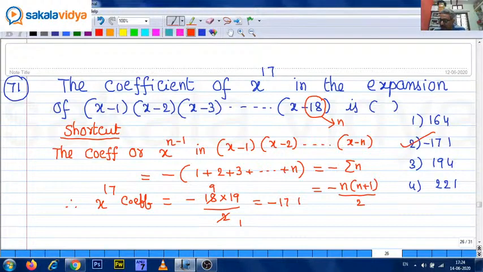Sudha, check your options. Swati, Maheshwari, not option 1. Option 1 is wrong.